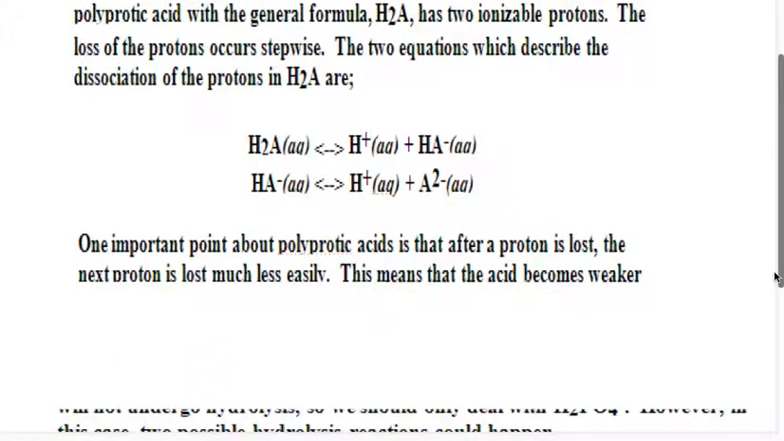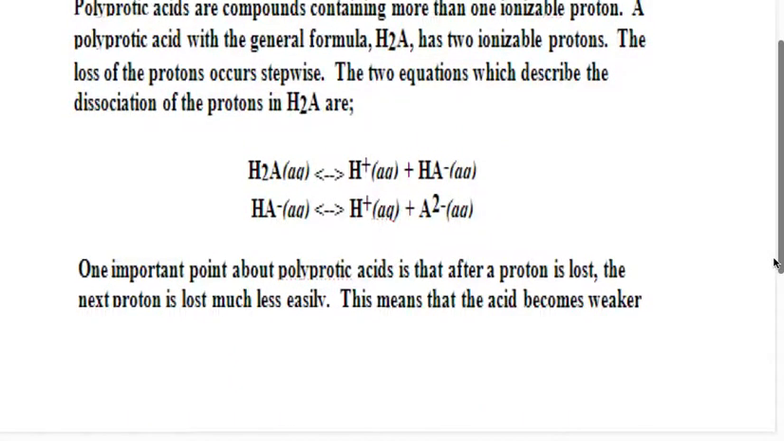And then you can also see that it says one important point is that after a proton is lost, the next proton is lost less easily. This means that the acid becomes weaker and weaker and weaker. So one thing that you guys will need, so kind of mull around and find it in your notes, you need to have that table of acid Ka's ready to roll.